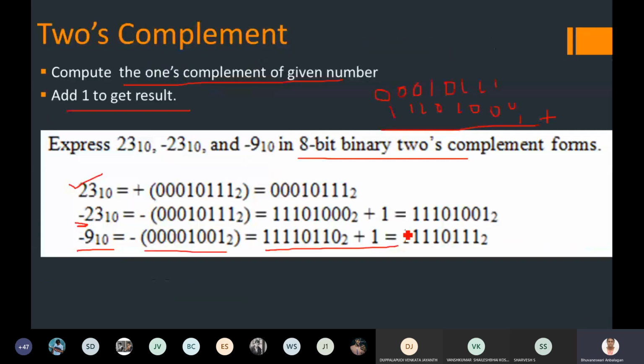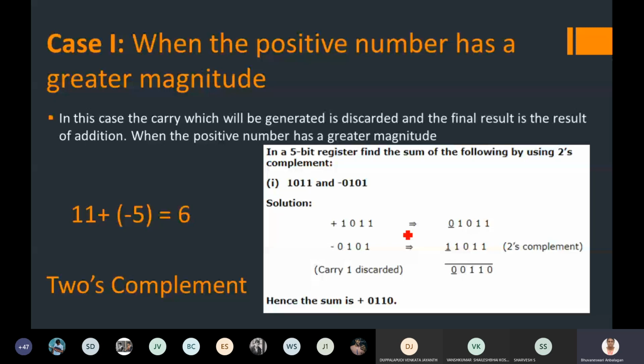Now, how can we perform arithmetic operations with these 2's complement numbers? For the upcoming example, I am going to consider 5-bit registers. I am going to find the sum of the following using 2's complement. So make sure whether your arithmetic is in 1's complement or 2's complement and how many bits are involved. I am going to use 5 bits. 11 plus minus 5. What is the answer? 6.